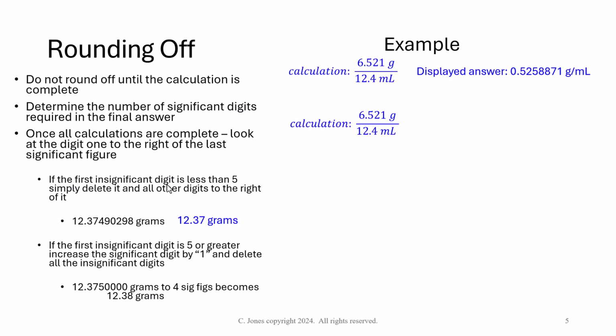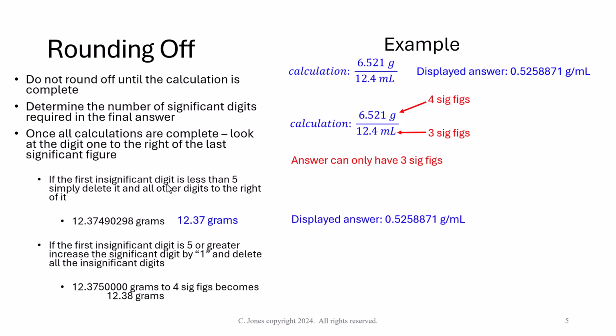If we look at our calculation, we see that 6.521 has 4 significant figures and 12.4 has 3 significant figures. So our answer must contain 3 significant figures. Now we have to do the rounding. Here's our displayed answer. We need to have 3 significant figures. We look at the digit to the right of the last significant figure. This is an 8, which is greater than 5. We ignore all the other digits, so that's the only thing we care about. And so our correct rounded answer will be 0.526 grams per mil.